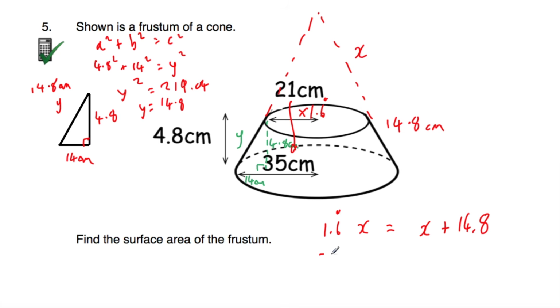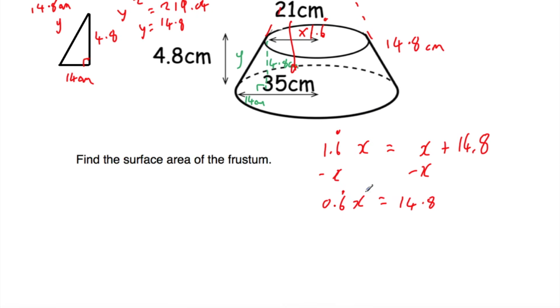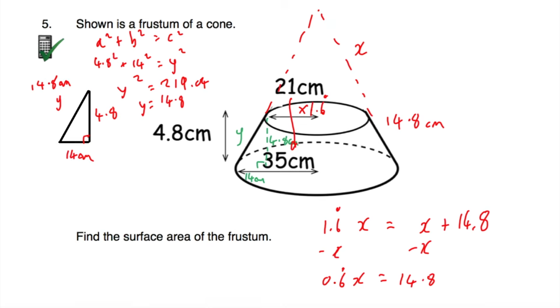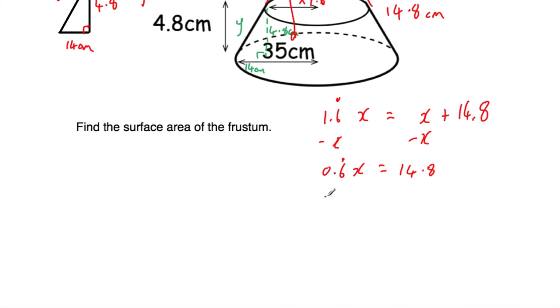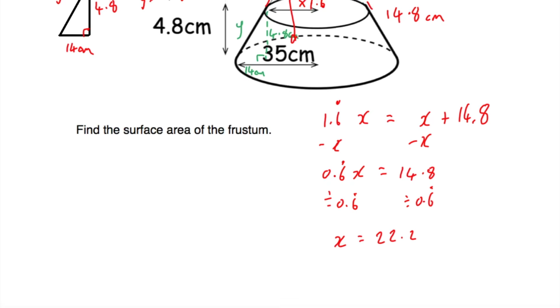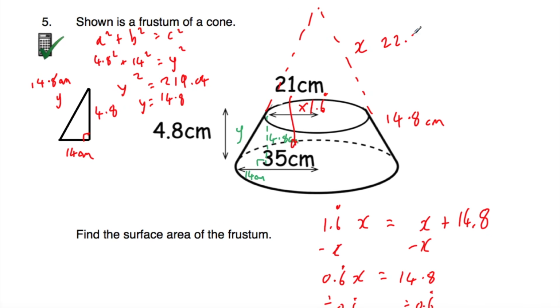Now let's solve it. Let's take away x from both sides of the equation. On the left hand side, we'd get 0.6 recurring x, and on the right hand side we'd get 14.8, and then we just need to divide both sides by 0.6 recurring. And it is a calculator question. Yes, it is this time. So we're going to divide both sides by 2/3, or 0.6 recurring. On the left hand side, we just get x. On the right hand side, 14.8 divided by 0.66666 and so on gives 22.2. So x is 22.2 centimeters.